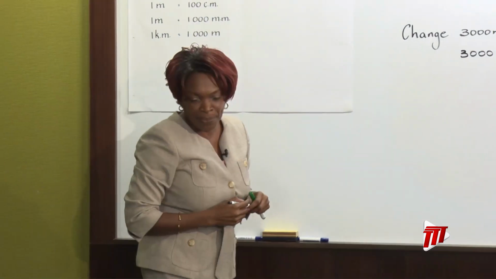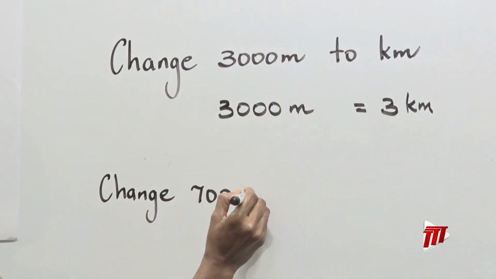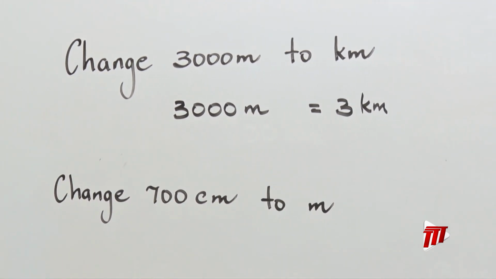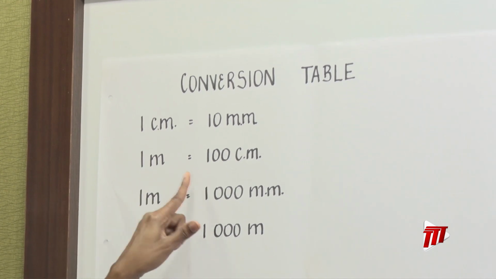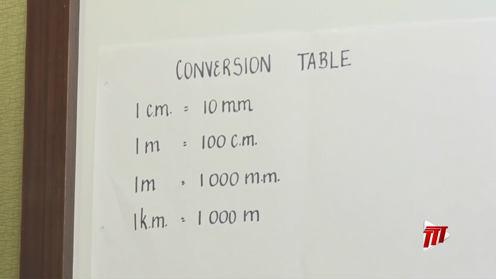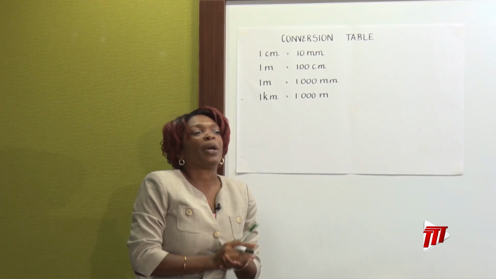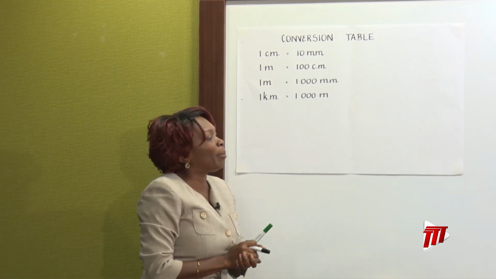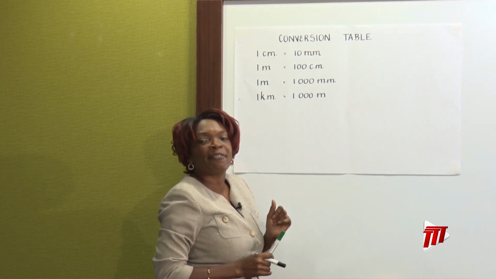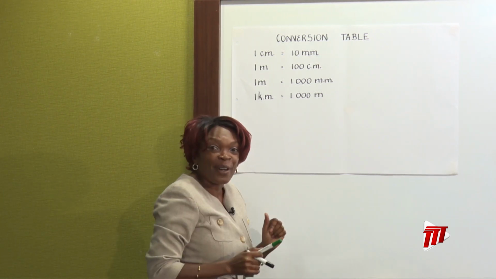Let's do another one. Let's go back to the conversion table. 1 meter is equal to 100 centimeters. We can reverse this as I said. 100 centimeters is also equal to 1 meter. So, if 100 centimeters is equal to 1 meter, how many meters will we be able to get from 700 centimeters? You are right. 7 meters.